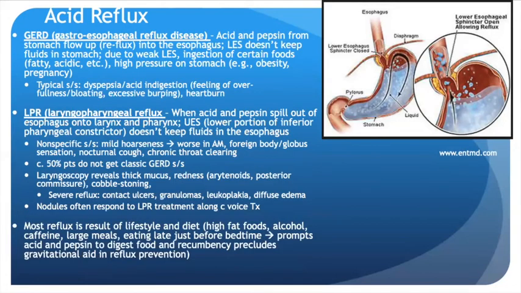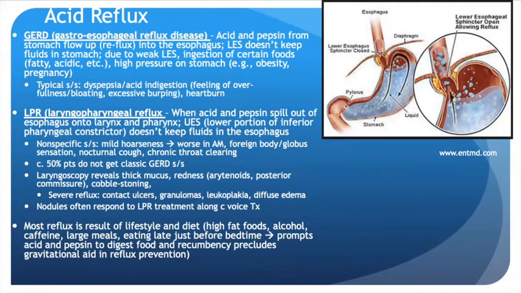So there's two types here. So GERD, gastroesophageal reflux disease, acid and pepsin from the stomach flow up or reflux into the esophagus. The lower esophageal sphincter doesn't keep fluids in the stomach. So this is generally due to a weak lower esophageal sphincter. And it might be caused by indigestion of certain foods, high pressure in the stomach, etc. And so typical signs and symptoms might be acid indigestion or dyspepsia, feeling of overfullness, bloating, excessive burping, possibly heartburn.